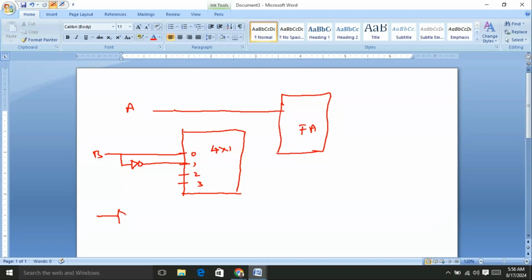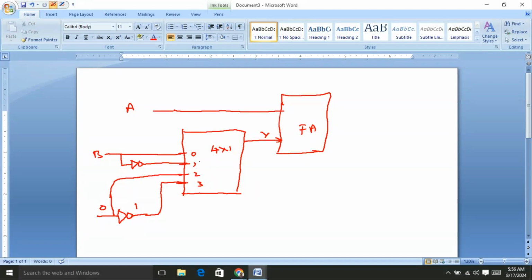We are going to consider one NOT gate. The input of the NOT gate is 0, right. The second input of the multiplexer is connected to the logic 0. The output of the NOT gate is logic 1. That means the third input of the multiplexer is connected to all ones. The output of the multiplexer, represented as Y, is connected to the second input of the full adder.